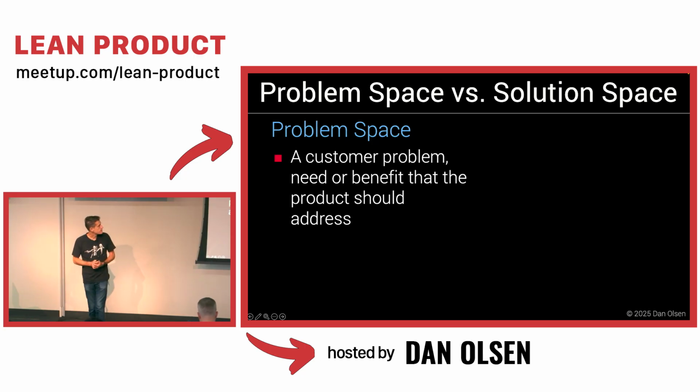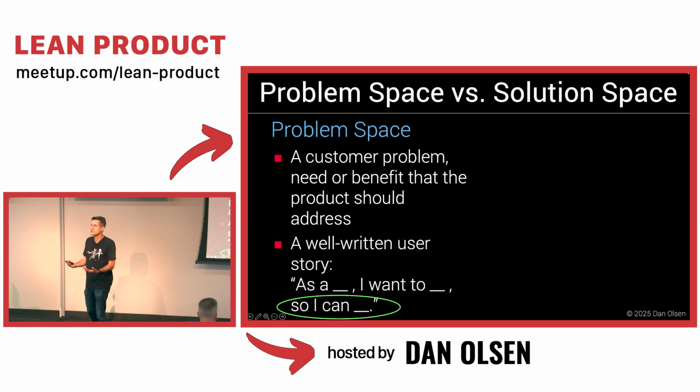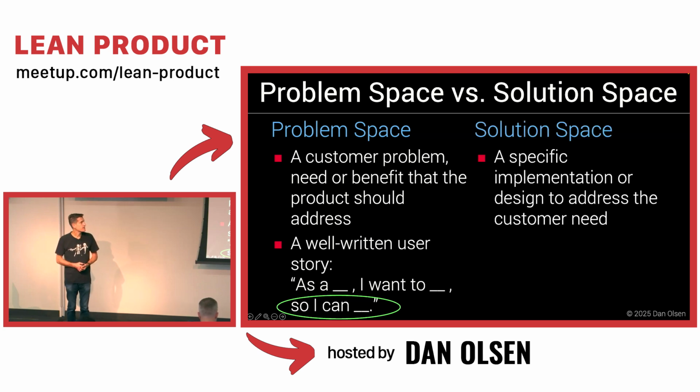Problem space is basically a customer problem, need, or benefit that the product should address. You're trying to stay away from any solution or feature or technology at all, just focusing on what the customer problem is. I'm sure a lot of people here know the user story template as: as a blank, I want a blank so I can blank, right? That last part, so I can, that's really the essence of problem space. Why is this going to be valuable to a customer? Why would they care about it? That's the idea. In contrast, solution space is a specific implementation or design to address the need, right?